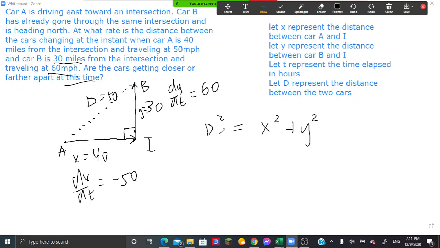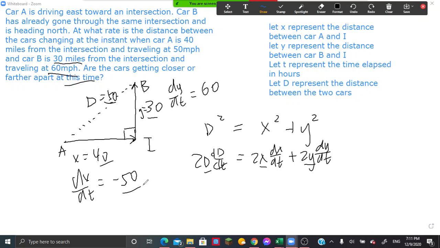So now we can differentiate this equation implicitly. We get 2d dd over dt is equal to 2x dx over dt plus 2y dy over dt. And now we have d, which is 50, x, which is 40, y, which is 30, dx over dt, which is negative 50, and dy over dt, which is 60. We just substitute that in, and we will be able to find dd over dt, which is what we want.